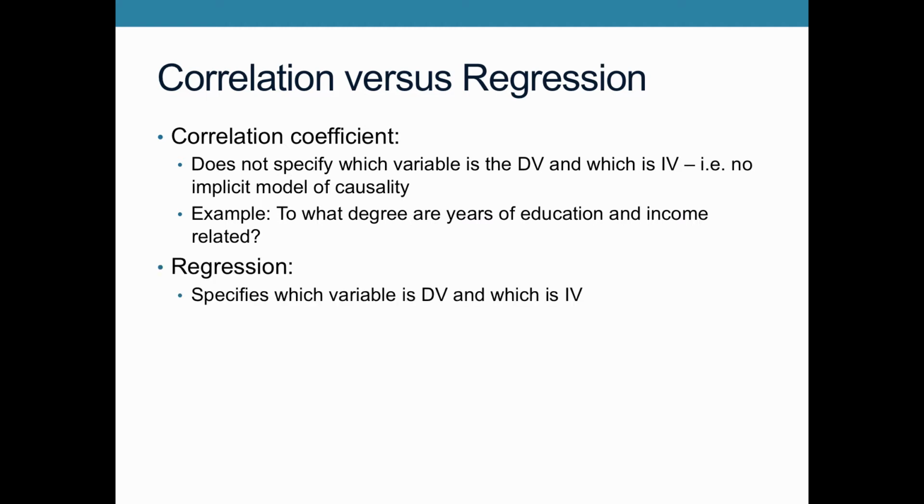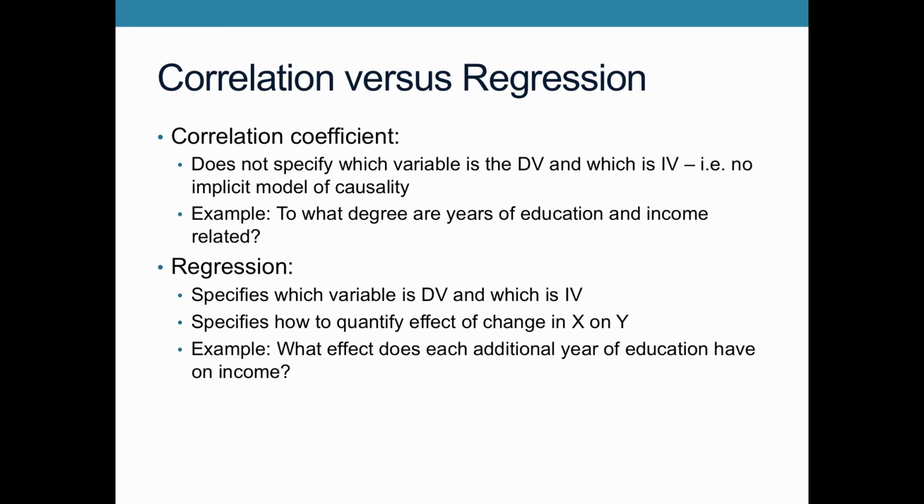Regression, in contrast, does specify which variable is the dependent variable and which one is the independent variable. And it specifies how to quantify the effect of a change of X on Y, right? So you're saying where the line is, how they vary together, and you're saying which one is going to be implicitly your cause. For example, how much does an additional year of education have on income? So you're saying that education is the independent variable and income is the dependent variable. You're asserting a model of causality in which you believe that education causes people to have more money over time.